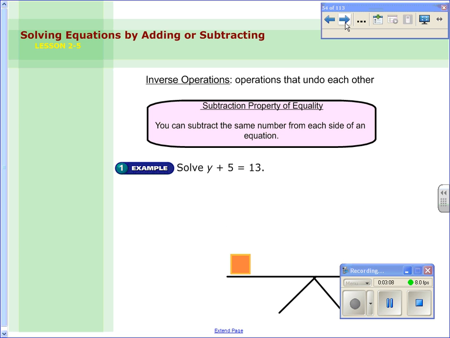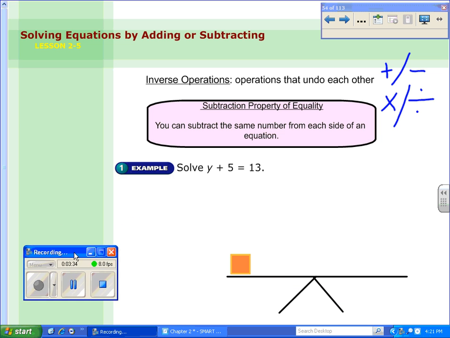Another way to think of this is using inverse operations, which are operations that really undo each other. So if I'm adding something, what would I do to take it away? Well, I'd subtract it. So the opposite of adding is subtracting, and the opposite of subtracting is adding. Same idea with multiplication and division. The opposite of multiplying something is dividing it.